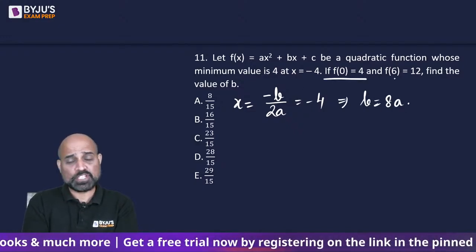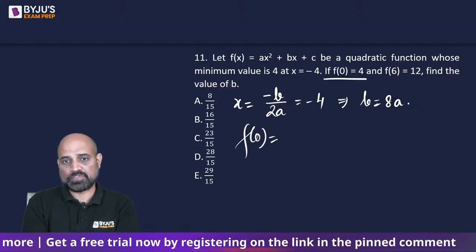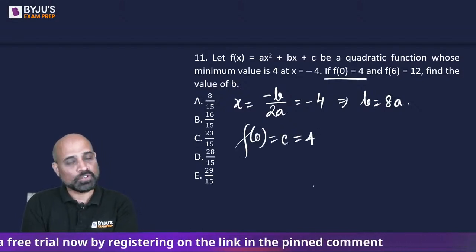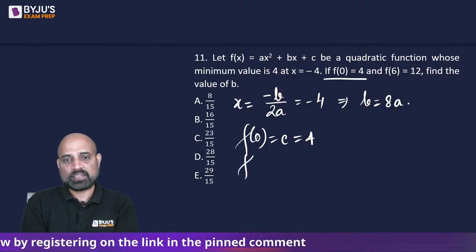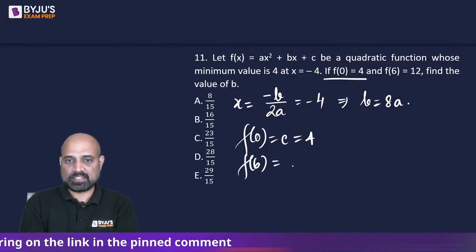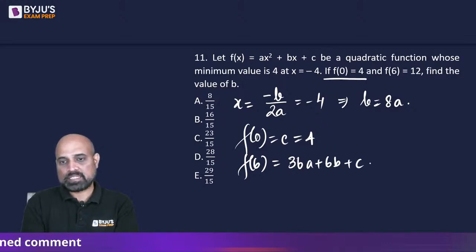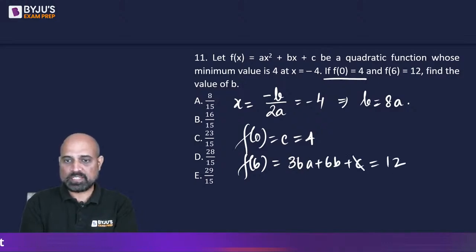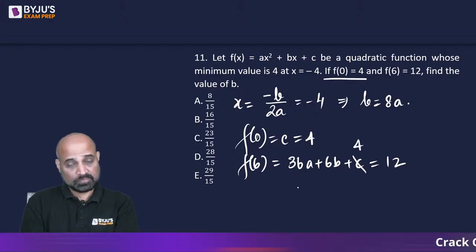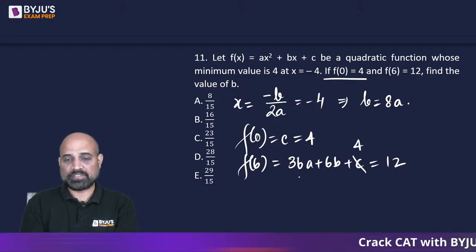Then when f of 0 is equal to 4 is given, so f of 0, that is going to be c is equal to 4. So c की value आपको आ गई. Then it is given f of 6, that is going to be 36a plus 6b plus c is equal to 12, where c is given as 4 and b is given as 8a.